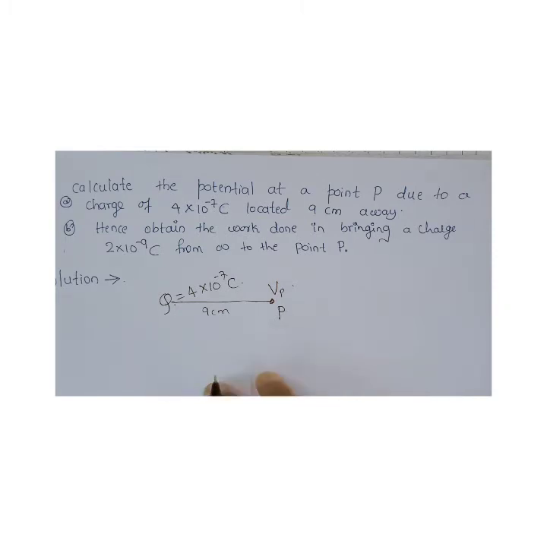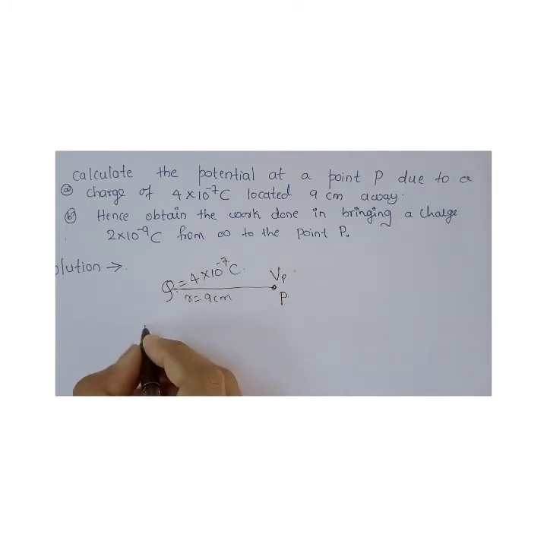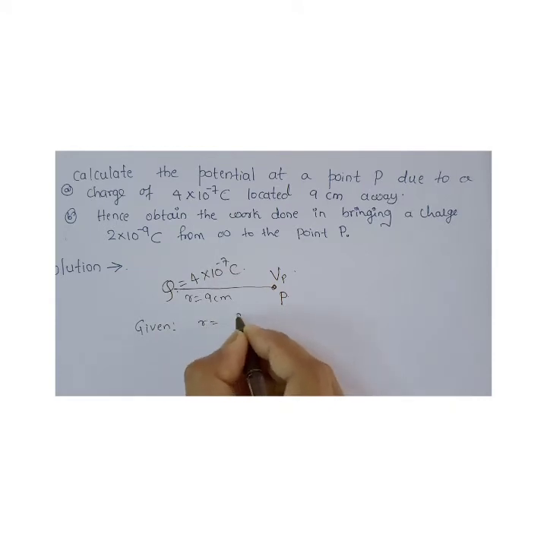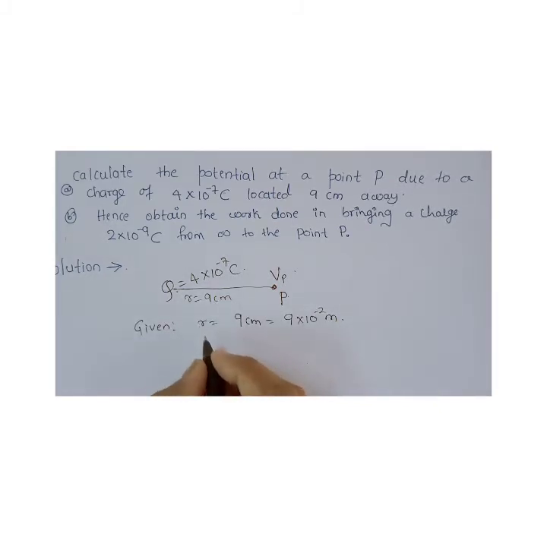So it is a direct question. But what is the R value here? R value is 9 centimeter. You have to convert 9 centimeter into meters. Okay, so shall we do it? So this is the question. Given: R equals 9 centimeter, that is 9 into 10 raised to minus 2 meter. Q is how much here? 4 into 10 raised to minus 7 coulomb.